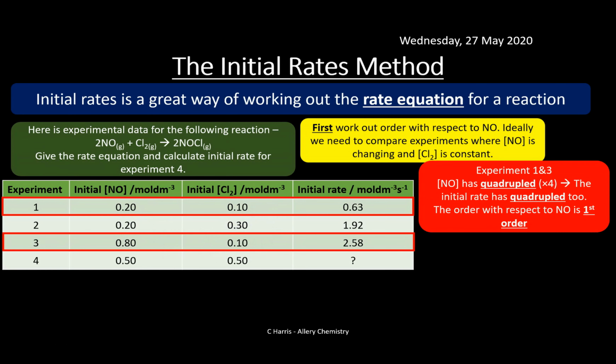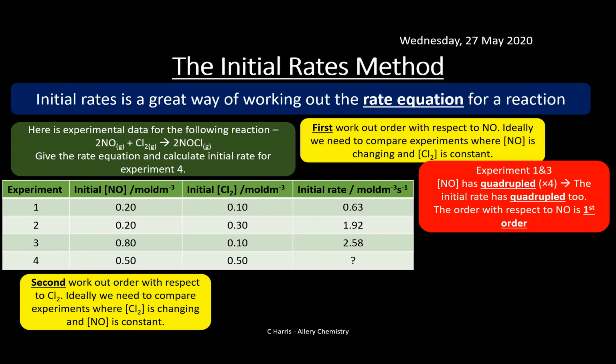So experiments 1 and 3: the concentration of nitrogen monoxide has quadrupled, so it's multiplied by 4, and the initial rate has also quadrupled. So with respect to NO, it is first order, so it's a proportional change.